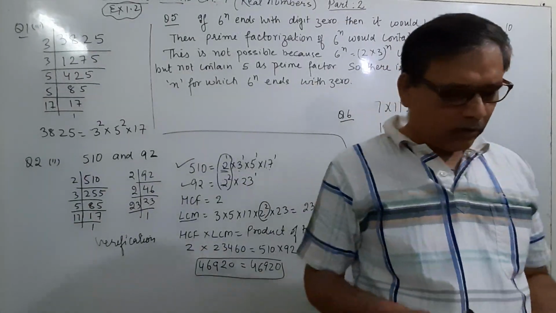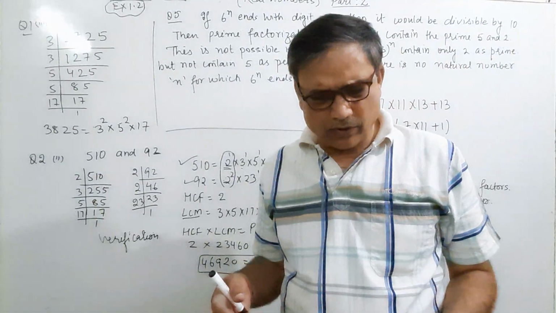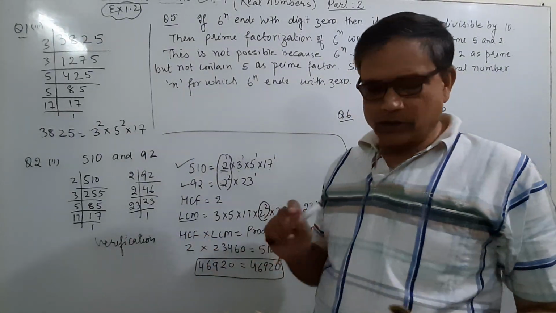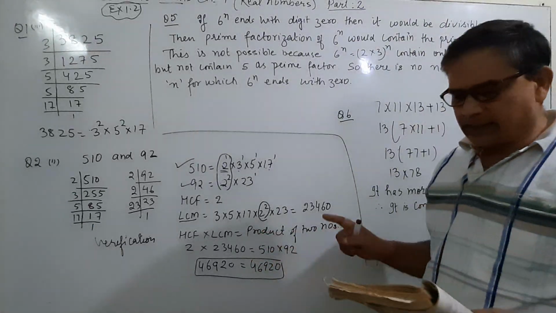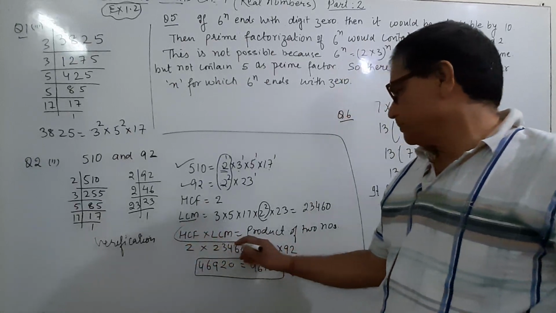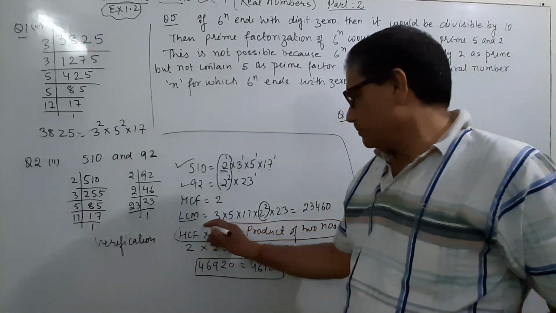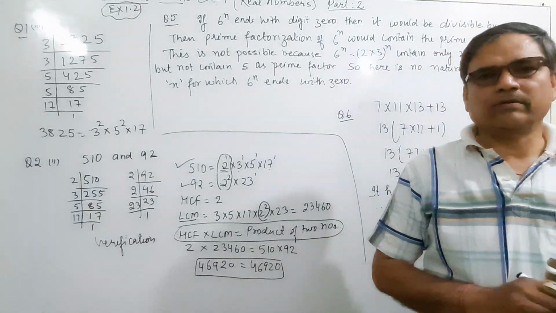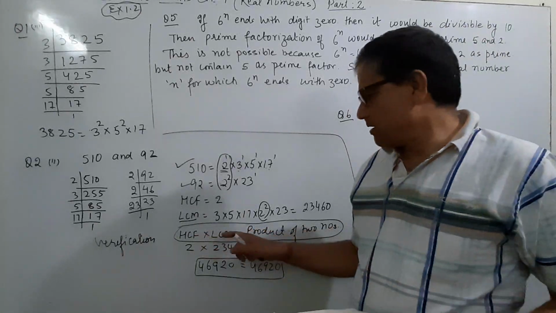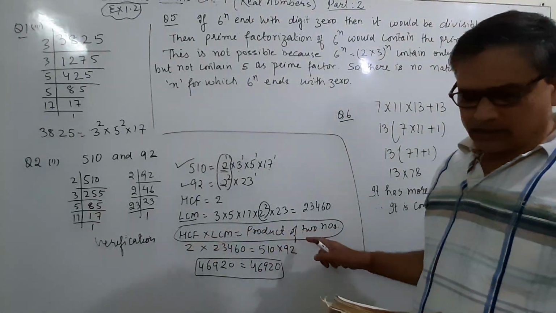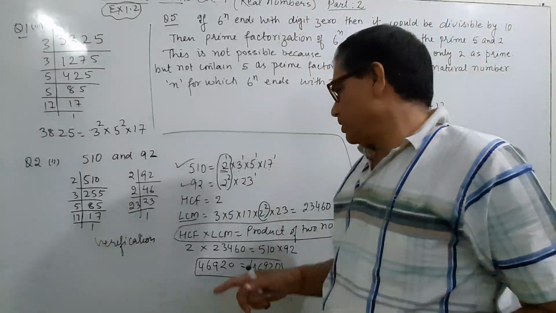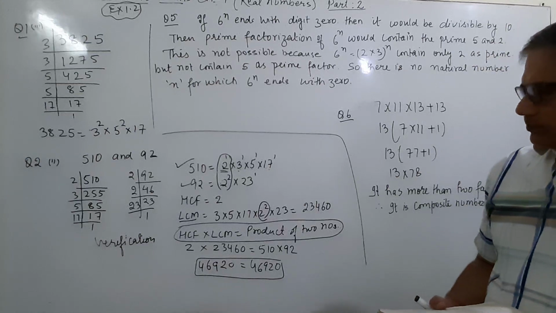Question number 4. This is the same as the third. The HCF is 9. For the fourth question, we have to use the formula HCF multiplied by LCM is equal to the product of the two numbers. The HCF is 9, the LCM we have to find out, and the two numbers are 306 and 657. We have to write these numbers.